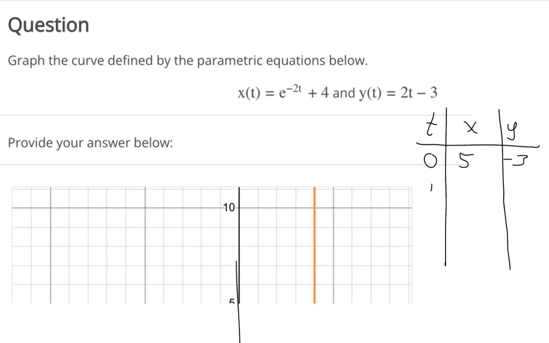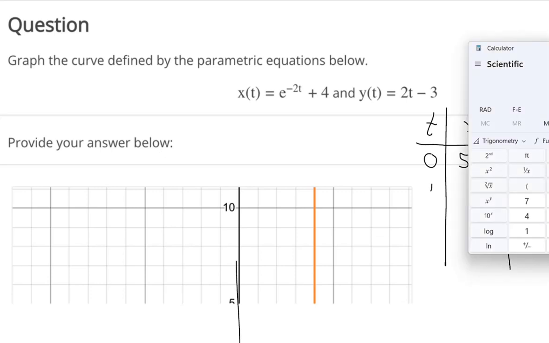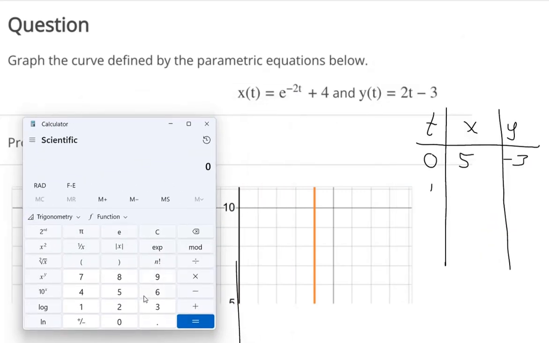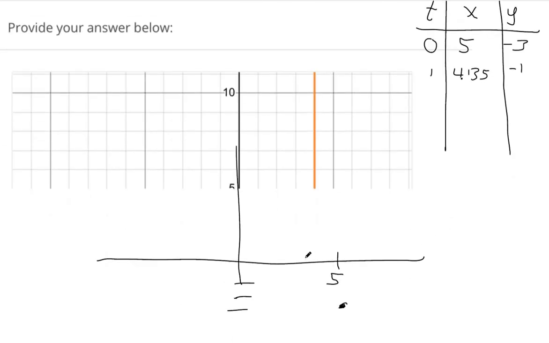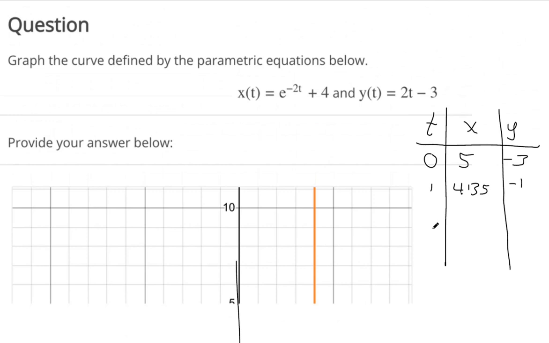If you plug in 1, then we're going to have e to the negative second plus 4, so that's 4.135. And then if you plug in 1 over here, 2 times 1 is 2, 2 minus 3 is negative 1. So you should have another dot somewhere between 4 and 5 on the x-axis and negative 1 on the y-axis. And so you can keep getting more and more dots that way.